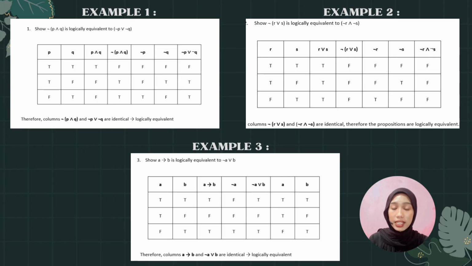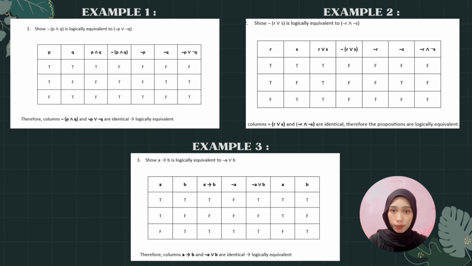The columns for negate P and Q and negate P or negate Q are identical across all rows. Therefore, the two propositions are logically equivalent. The second example covers the other De Morgan's law, showing that the negation of a disjunction, negate R or S, is logically equivalent to the conjunction of the negations, negate R and negate S.